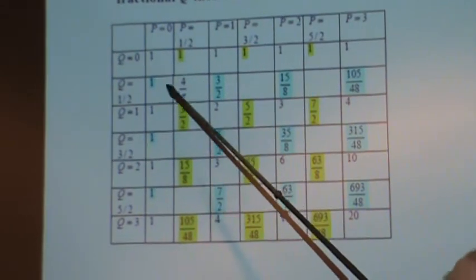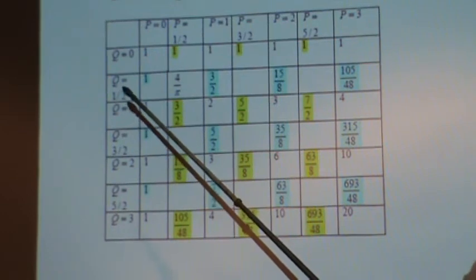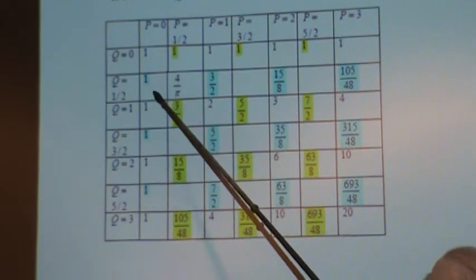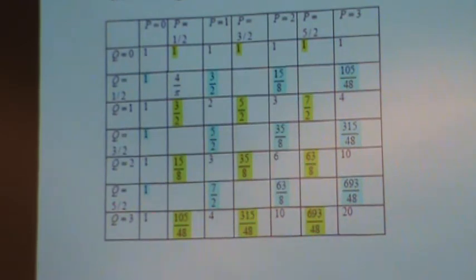He can also calculate when q is a half. Because it doesn't matter what q is, he can calculate that. So he calculates those, and he puts those numbers in. And I have them marked in blue. Okay?